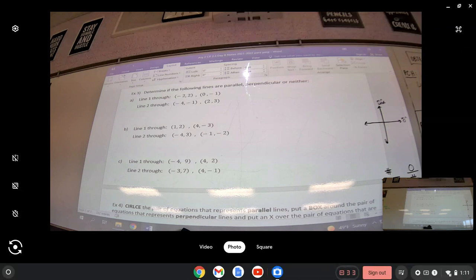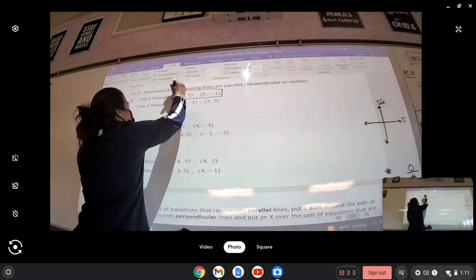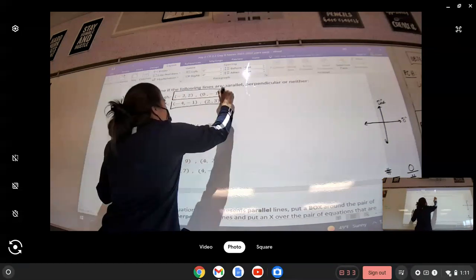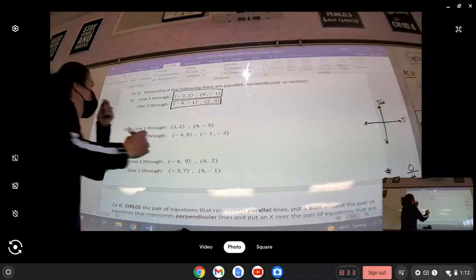So they are telling you that line 1 goes through these 2 points, and line 2 passes through these 2 points. We have to find out what these lines are, parallel or perpendicular or neither. So again, if I'm going to answer this, what do I have to find? Slope, and they've given you 2 points. So you can calculate each line's slope by finding change in y over change in x. We just took a quiz on this. All right, so let's do it.